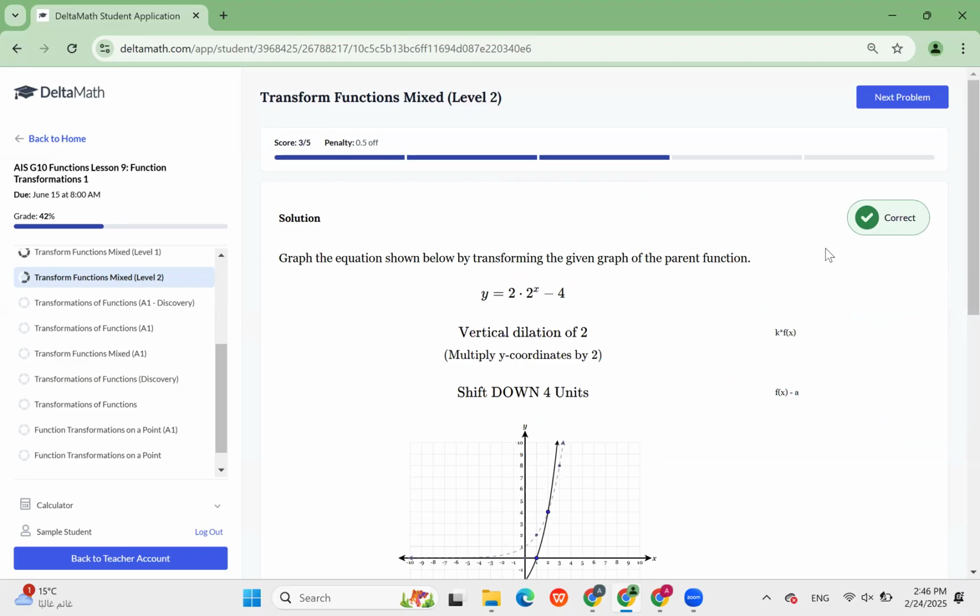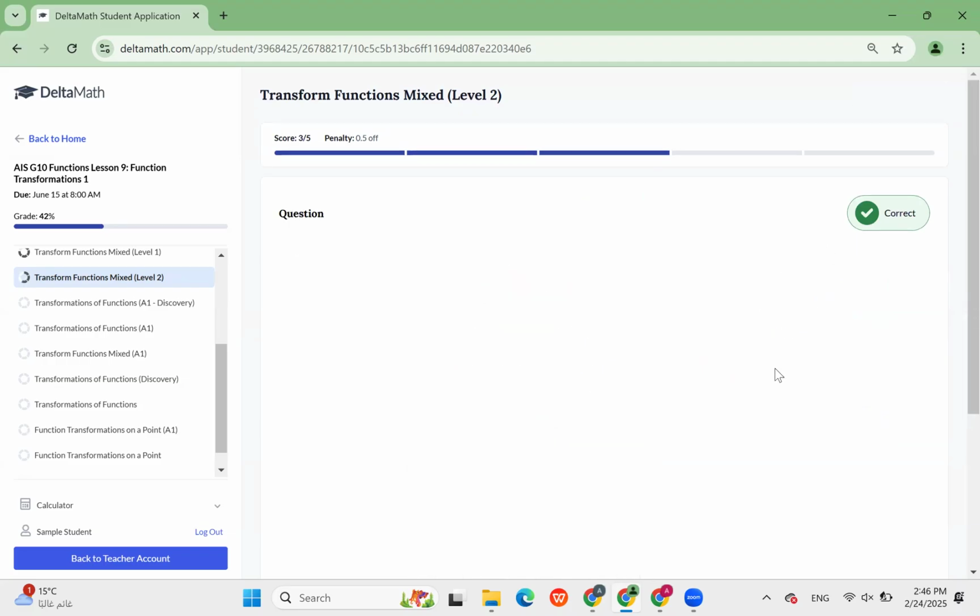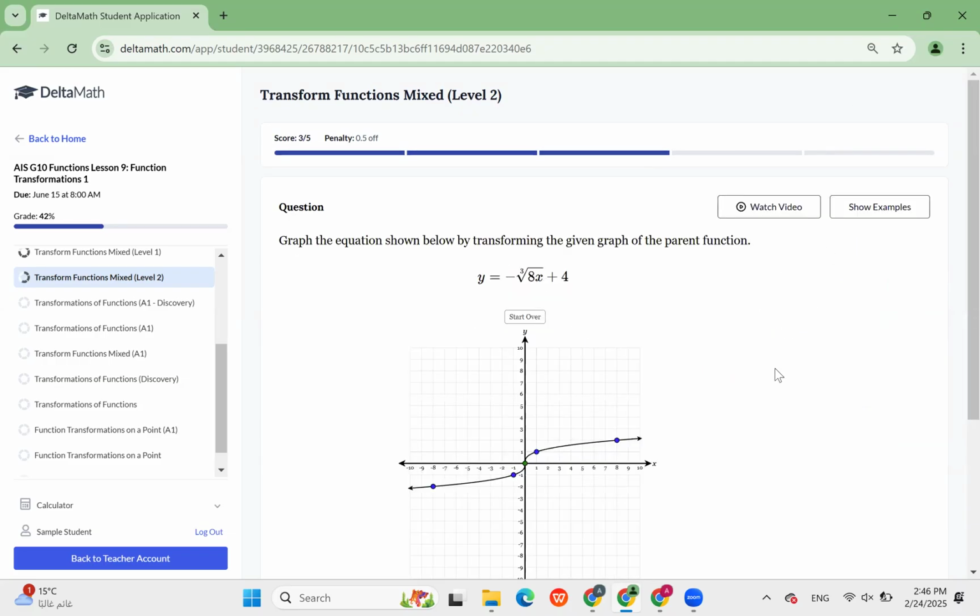Let's try a third problem. Here we have 3 changes. Inside we have 8x, so I'm going to do division instead of multiplication: x over 8. And for the y, I see a negative outside and a 4, so y becomes negative y plus 4.